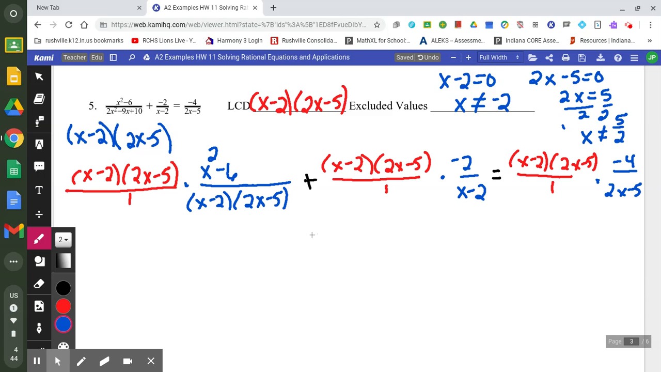Okay, now that I have everything set up, I'm ready to cancel. So I have x minus 2 on top and bottom, 2x minus 5 on top and bottom. So I'm left with x squared minus 6. And then I have x minus 2 on top, x minus 2 on bottom. So now I have negative 2 times 2x minus 5 equals, and then 2x minus 5 on top, 2x minus 5 on bottom. So now I have negative 4 times x minus 2.